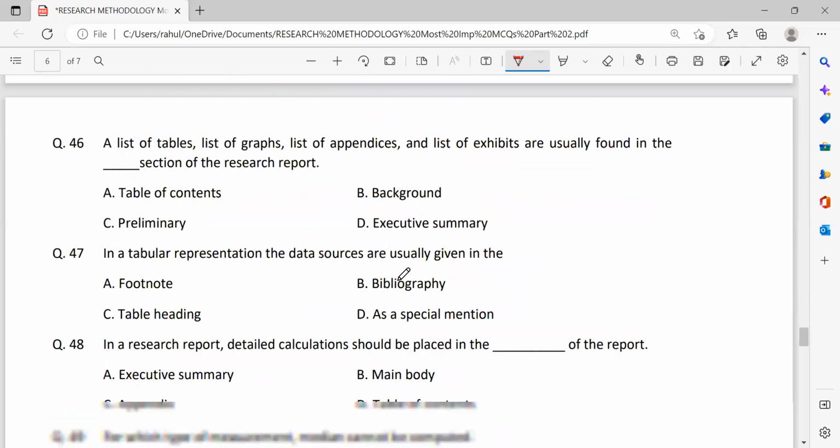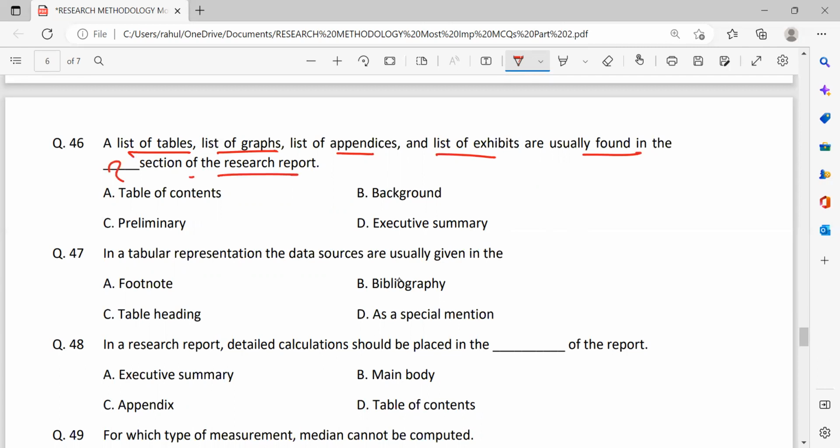Question number 46. A list of tables, list of graphs, and list of appendices and list of exhibits are usually found in which section of research reports? Table of content? No. Background? No. It is found in the preliminary section of the report, right? So it is found in the preliminary section.